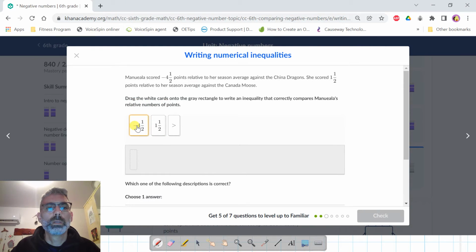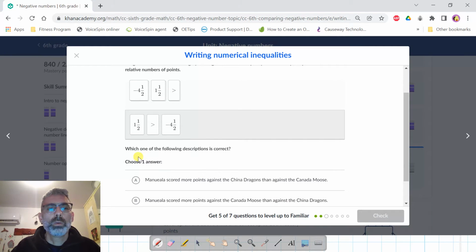So 1.5 is greater than negative 4.5, because 1.5 is to the right of negative 4.5 on the number line, and also this is a positive number and this is a negative number, so obviously the positive number has a greater value than the negative number.